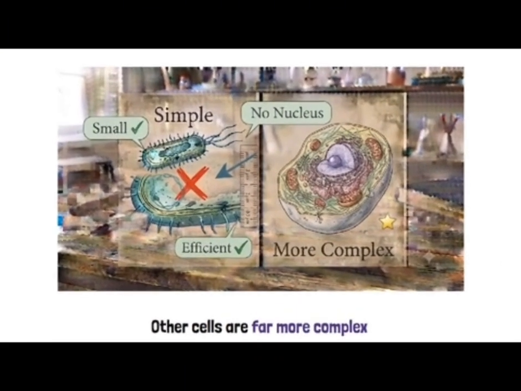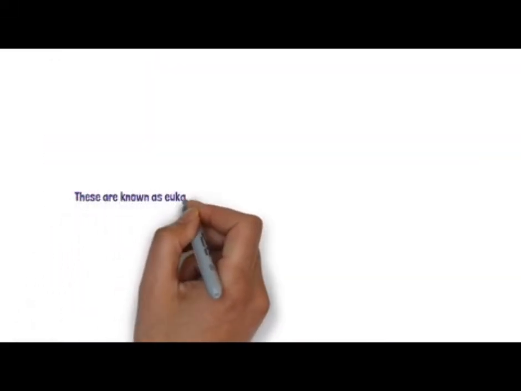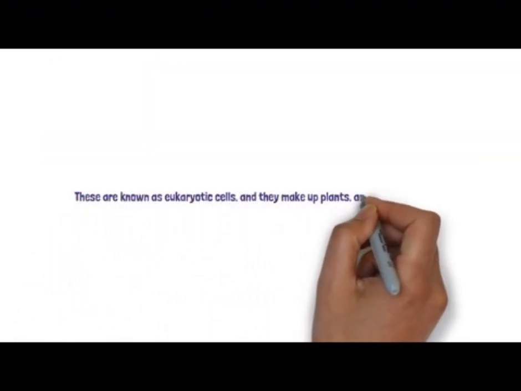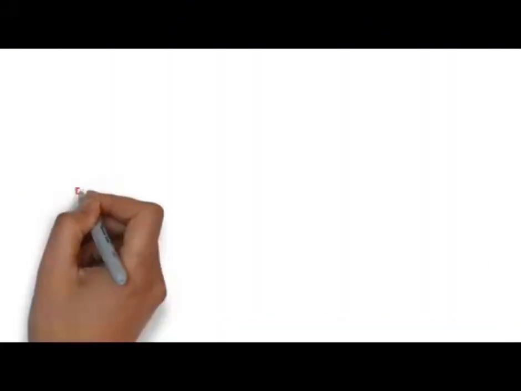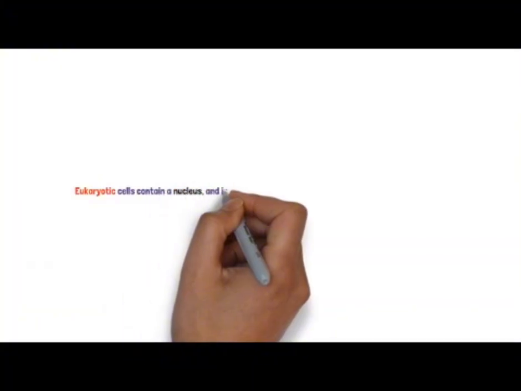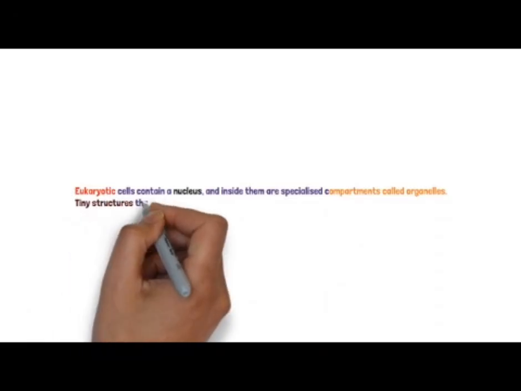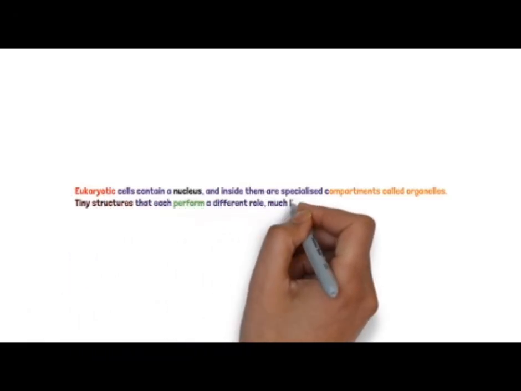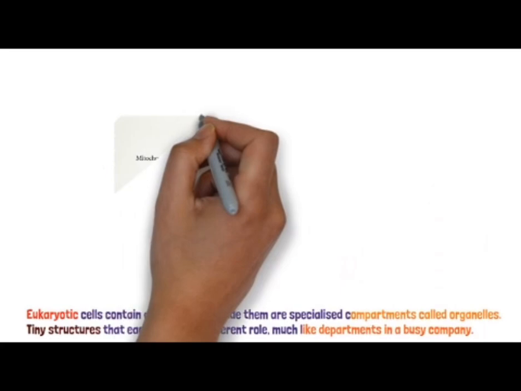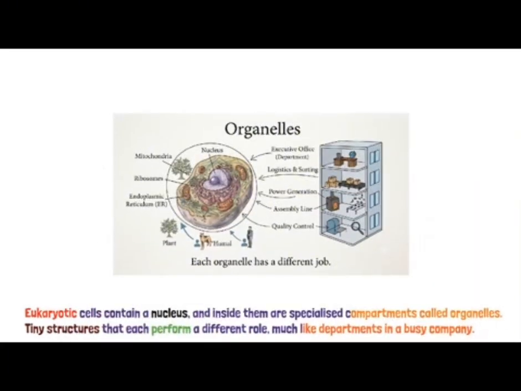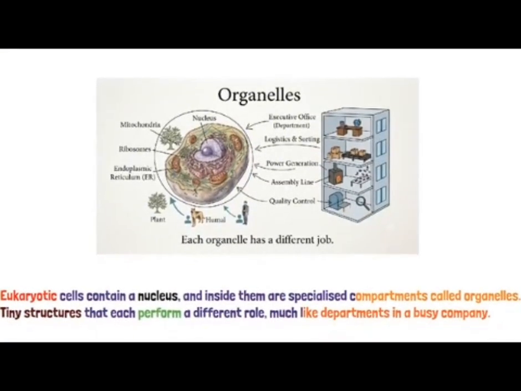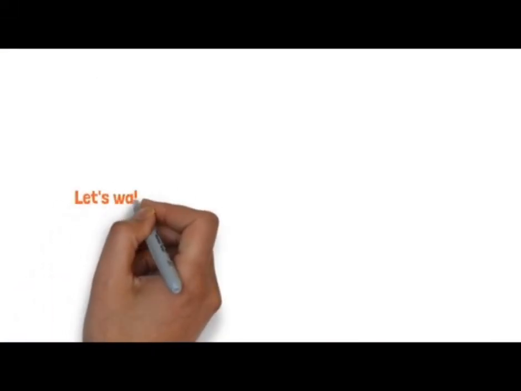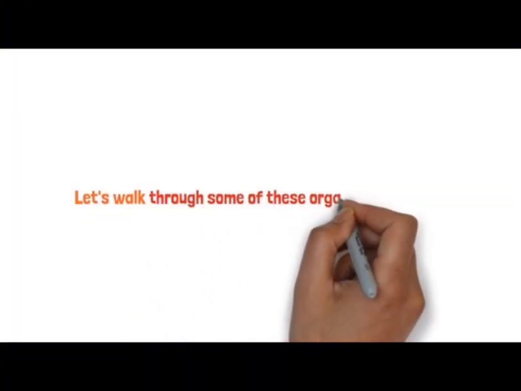Other cells are far more complex. These are known as eukaryotic cells, and they make up plants, animals, and humans. Eukaryotic cells contain a nucleus, and inside them are specialized compartments called organelles, tiny structures that each perform a different role, much like departments in a busy company. Let's walk through some of these organelles together.